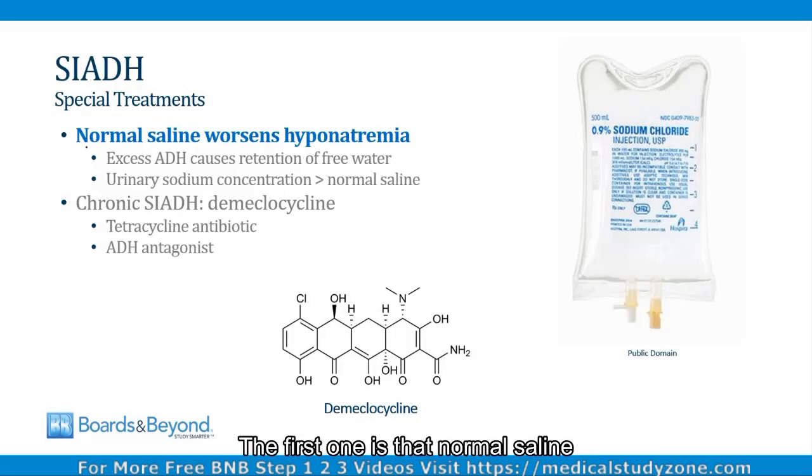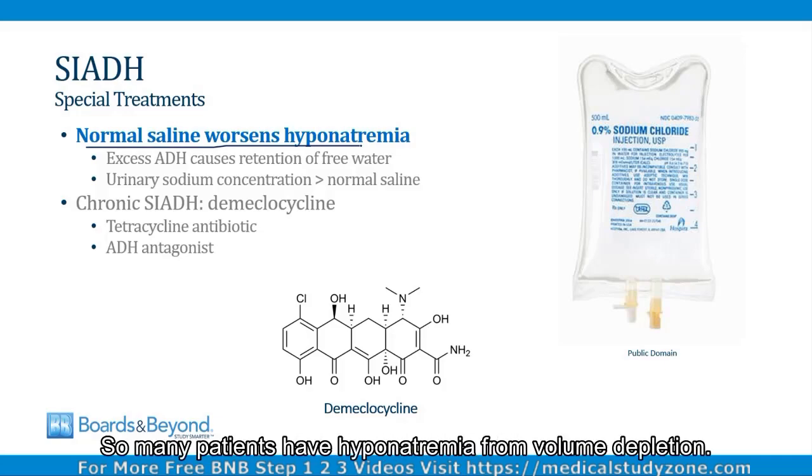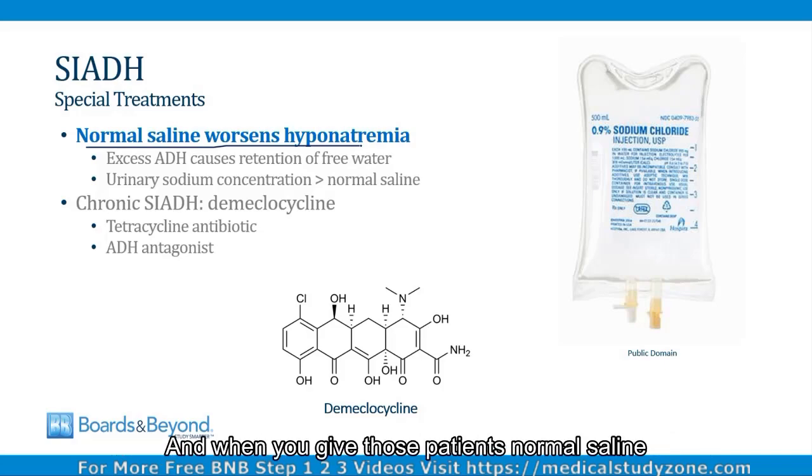The first one is that normal saline worsens the hyponatremia of SIADH. This is super high yield. It comes up on board exams. It comes up on rounds. So many patients have hyponatremia from volume depletion, and when you give those patients normal saline, you correct the volume depletion and the hyponatremia gets better.